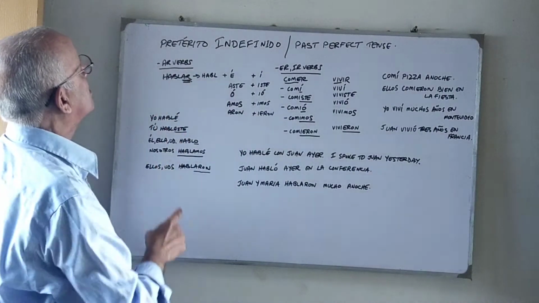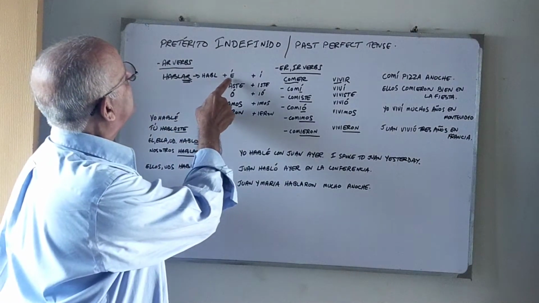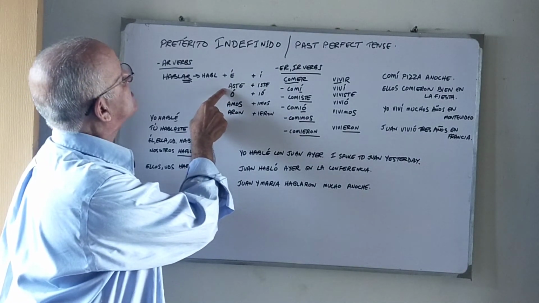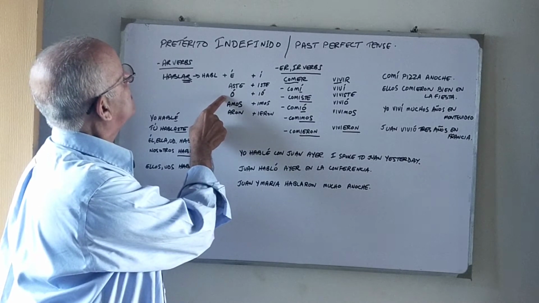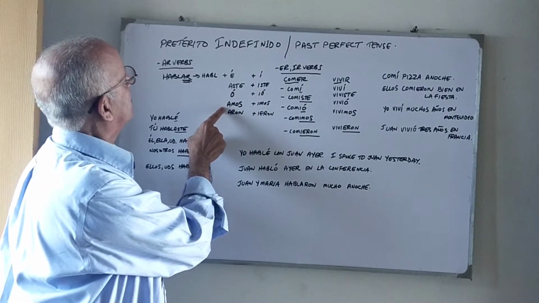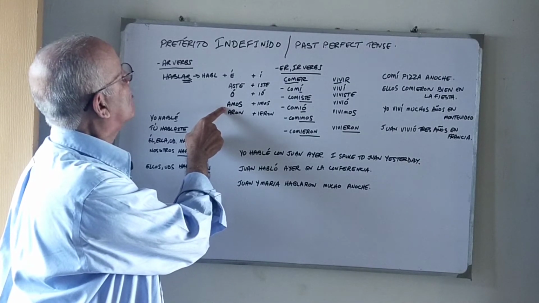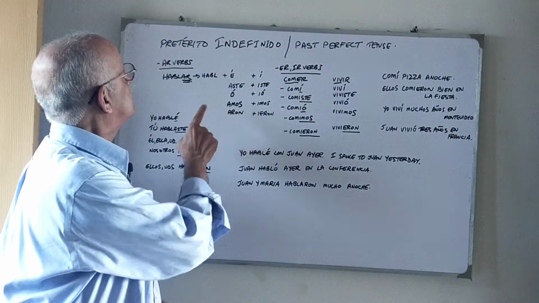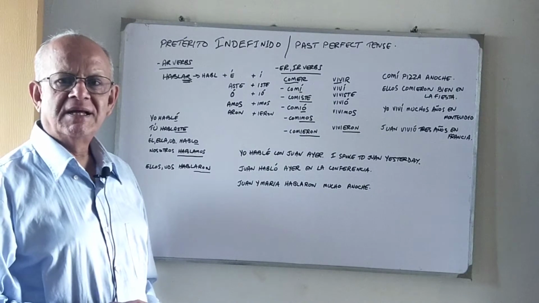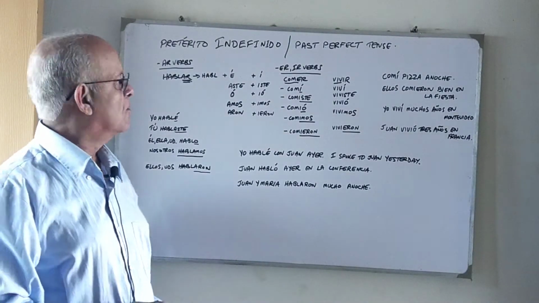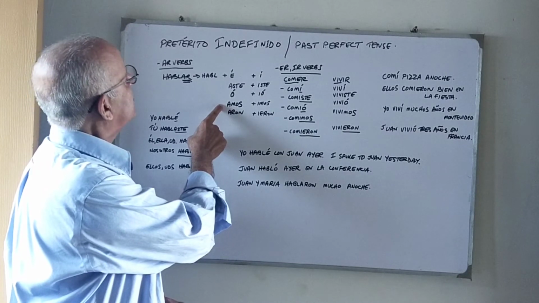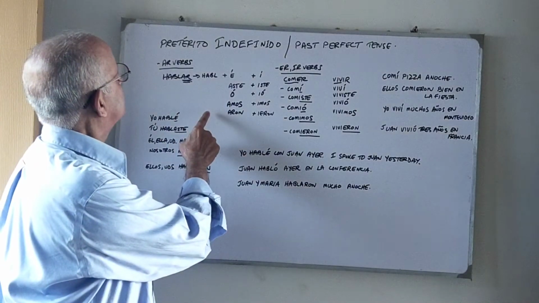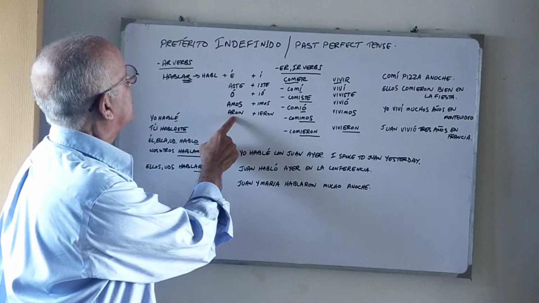We remove the AR, and for yo, we add the A with an accent mark on it. For tú, we add aste. Él, ella, and usted, we add the O. Nosotros, we add amos. Now, please note that the present tense and the pretérito indefinido tense in Spanish is exactly the same for nosotros. Okay, so the pretérito indefinido is the same as the present tense for AR verbs. And ellos and ustedes, we add aron, A-R-O-N.